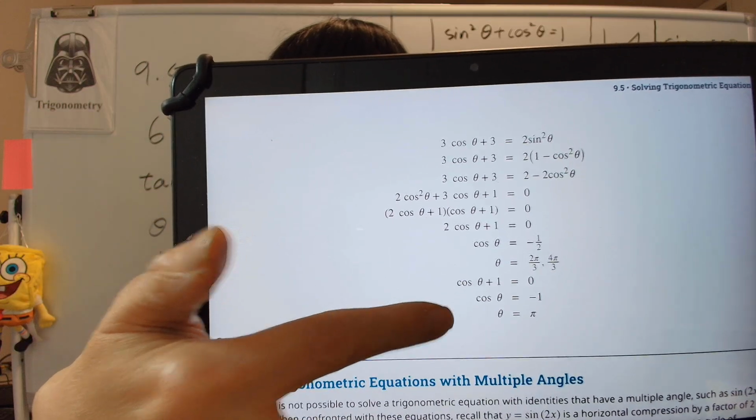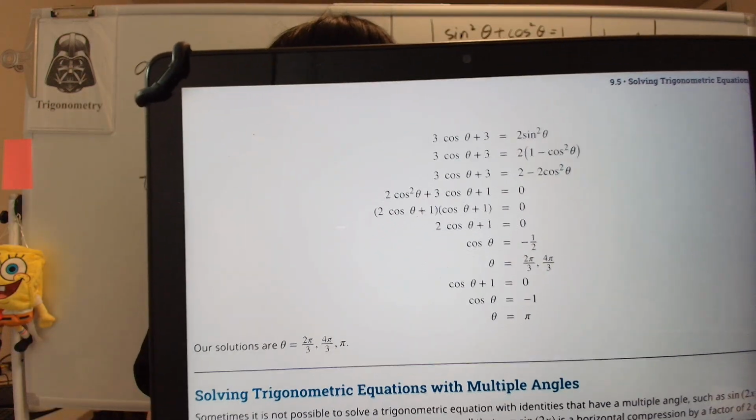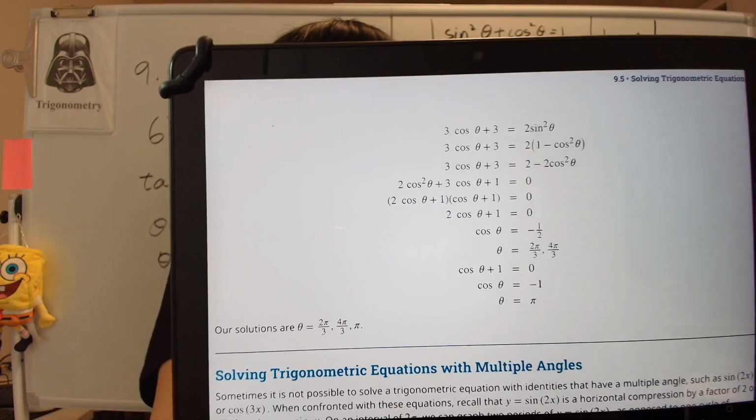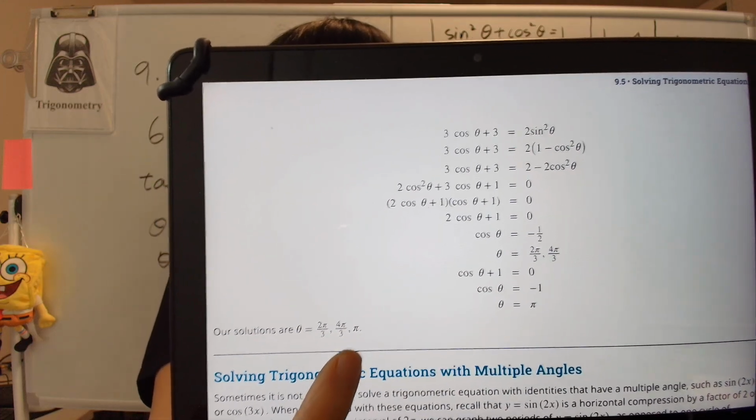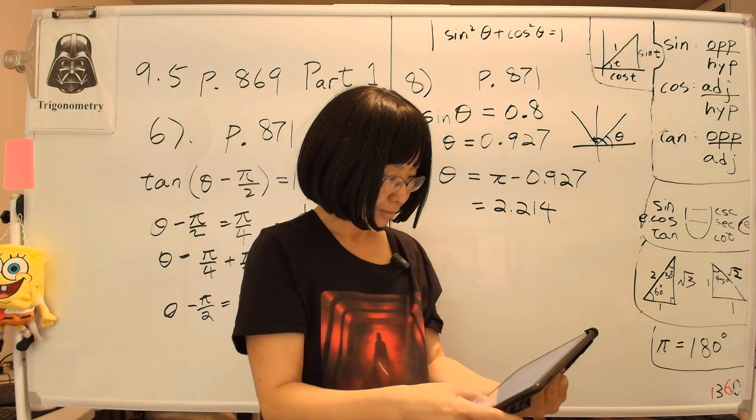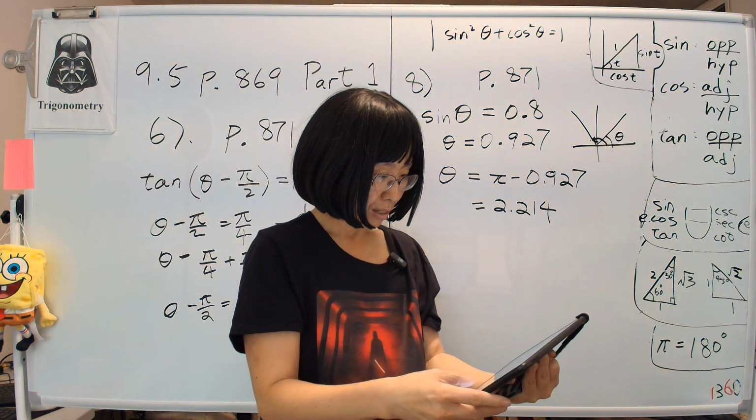Well, except this case, cosine theta equal to minus 1, though it has only one solution. Theta has to be pi. And so we end up with just 3 solutions. So please do that yourself, all right? And let's look at the next one.